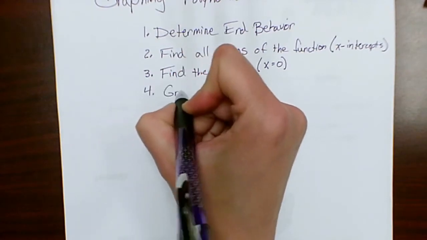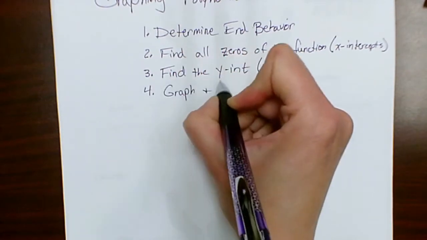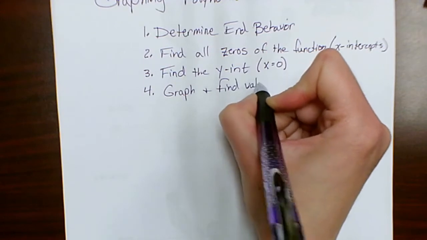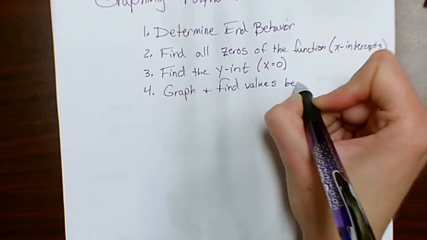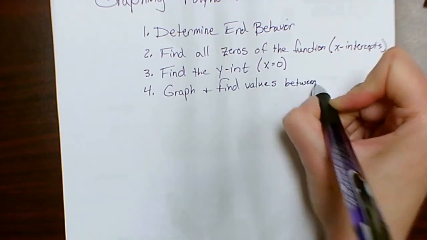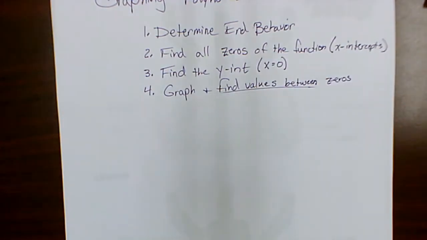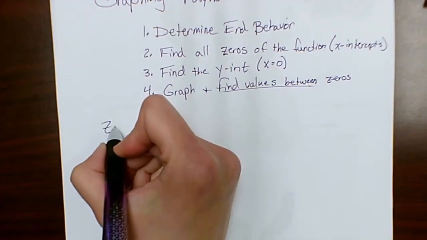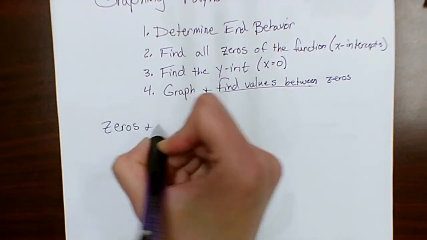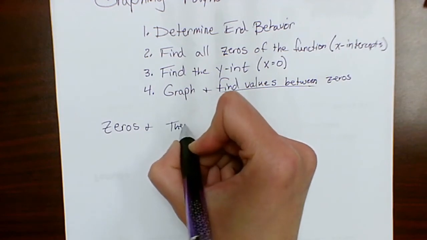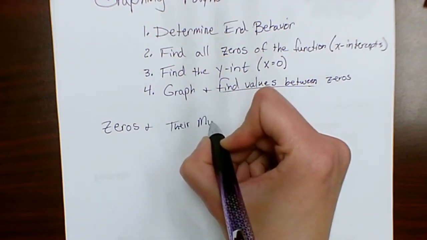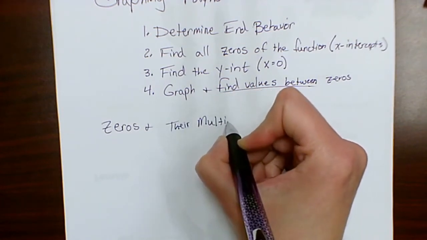And then you graph and find values between these zeros, which we're not going to really work that. We're just going to sketch it. And then we need to know about the zeros and their multiplicities, if I said that right. Sorry if I didn't.